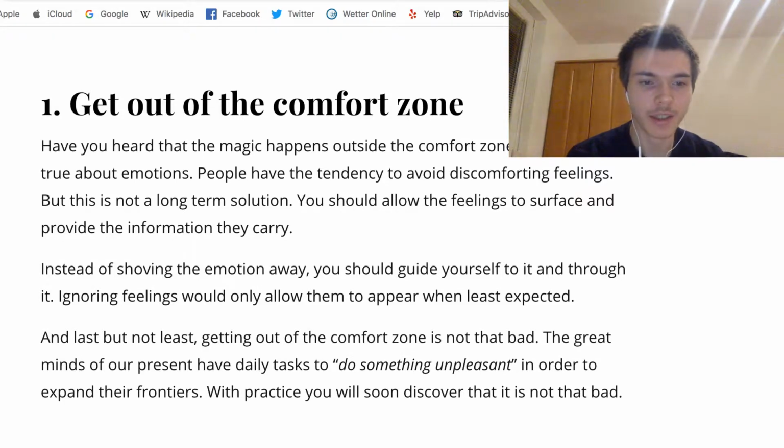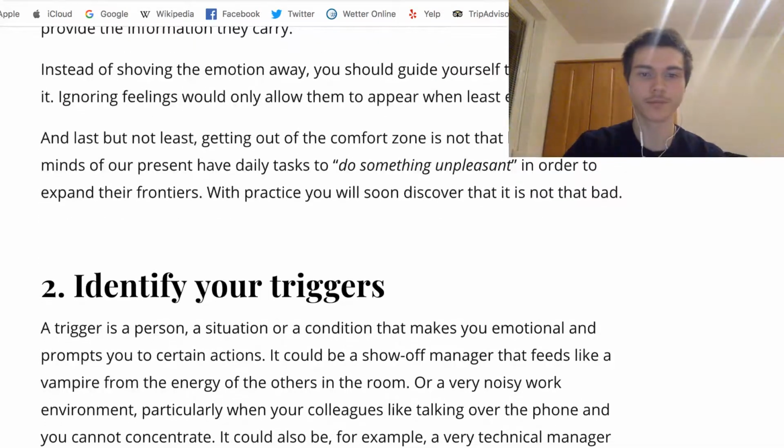At last but not least, getting out of the comfort zone is not that bad. The great minds of our present have daily tasks to do something unpleasant in order to expand their frontiers. With practice, you will soon discover that it's not that hard. And I would even say that if you do something unpleasant, you really recognize what's pleasant and what you really like, and you enjoy this more, in my point of view. And you might consider this as well by yourself.